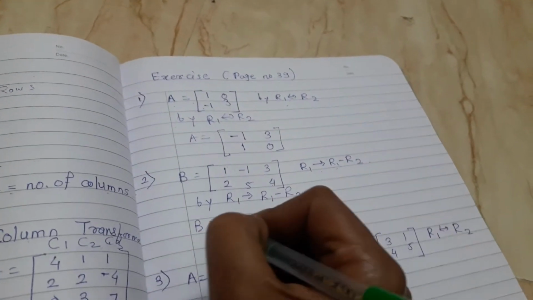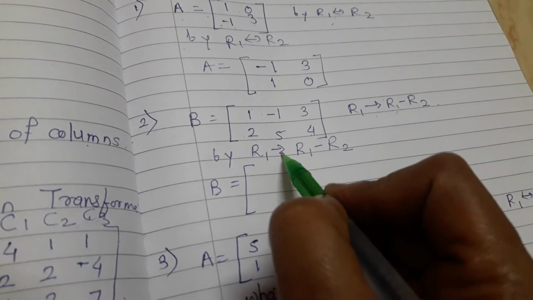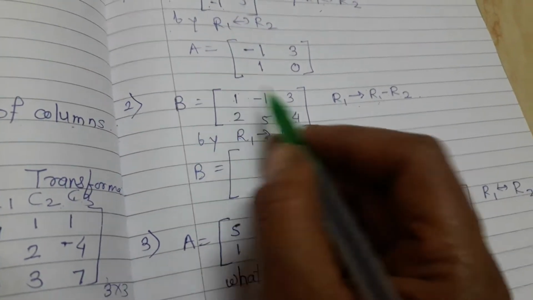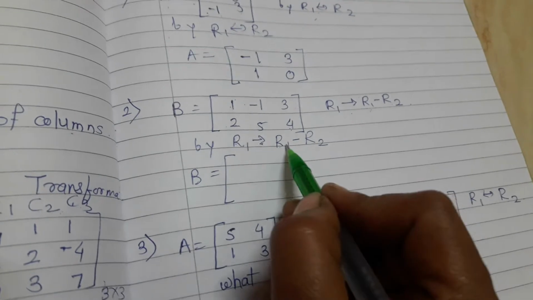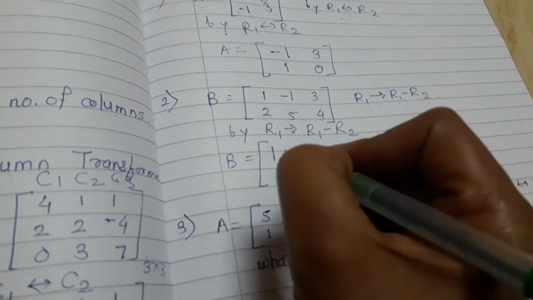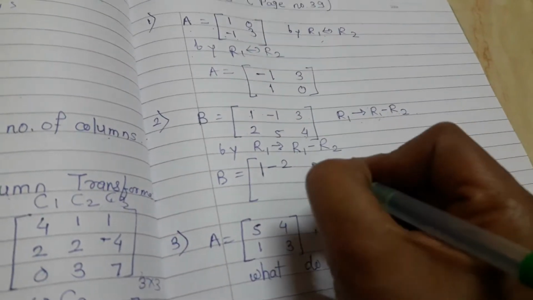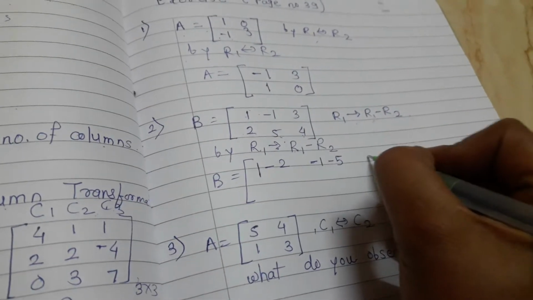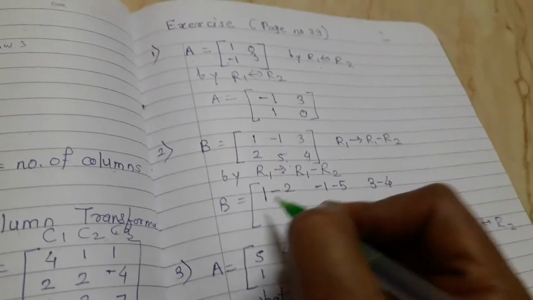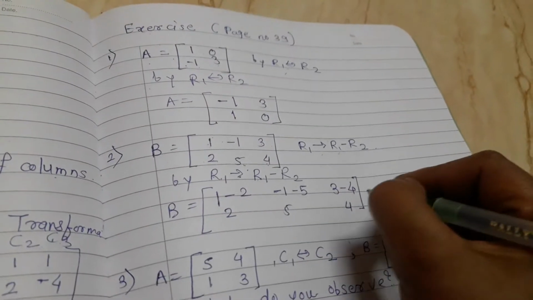Okay, let me see how we are going to do. R1 minus R2. R1 is going to interchange, means whatever may be the operation, it should be operated on elements from R1. Let us apply position wise. First of all, R1 means 1, minus R2 means 2, 1 minus 2. Similarly, R1 means minus 1, and the corresponding element of R2 is minus 5. Similarly, 3 minus 4. The second row will become as it is because there is no operation on R2. Therefore, let us keep it as it is.